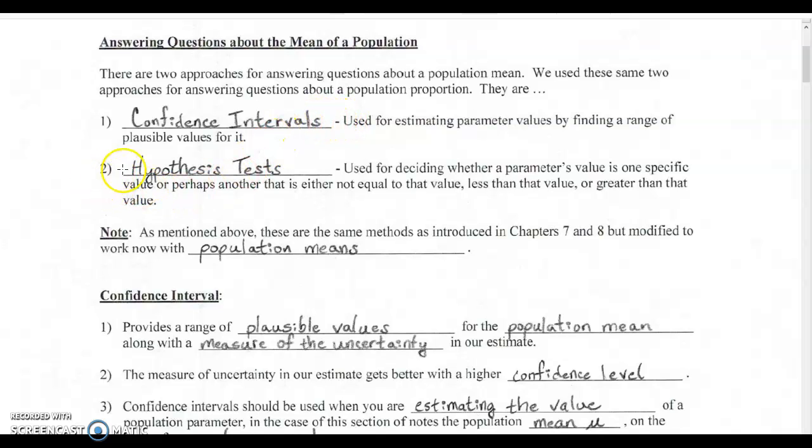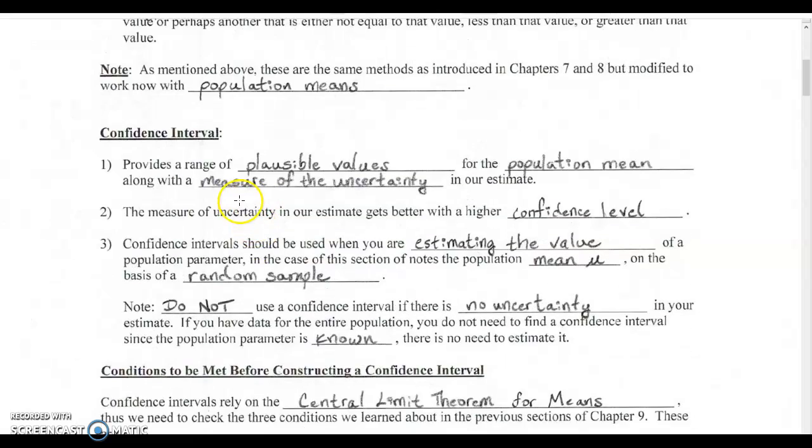And then in section 9.4, we'll talk about hypothesis tests a little more. Remember, hypothesis tests are used for deciding whether a parameter, in this chapter again the population mean, is one specific value or perhaps another that is either not equal to that value, less than that value, or greater than that value. So note, as mentioned above, these are the same methods as introduced in chapters 7 and 8, but modified to work now with population means.